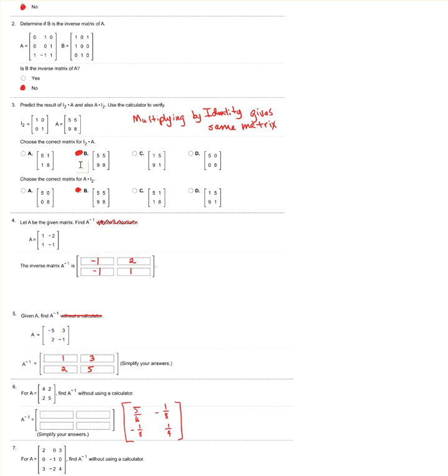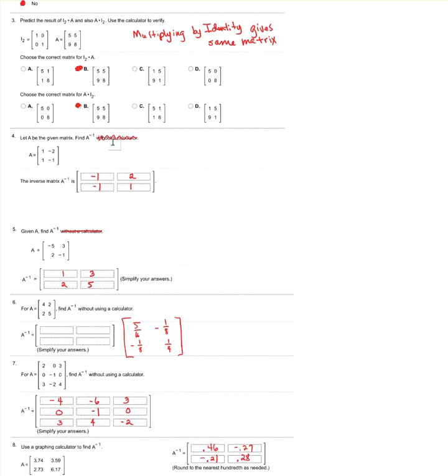Okay, predict the result of I2 times A and A times I2. Use the calculator to verify. Well, let's remember, multiplying by the identity gives the same matrix. It's like if you multiply by 1, you get the same number. So here's I2, but we know what that is. If we multiply I2 by A, we're going to get this matrix. And then A times that, we're still going to get that. So that one's easy. We didn't have to do much.